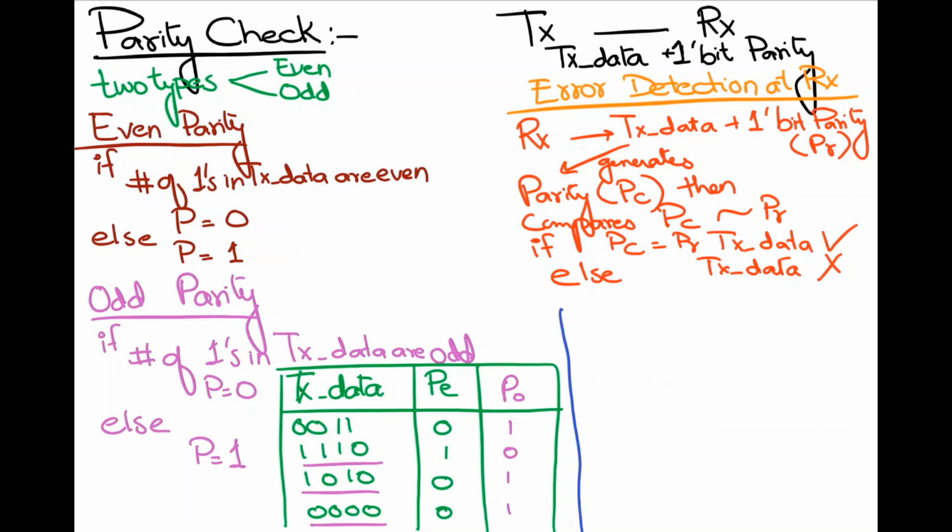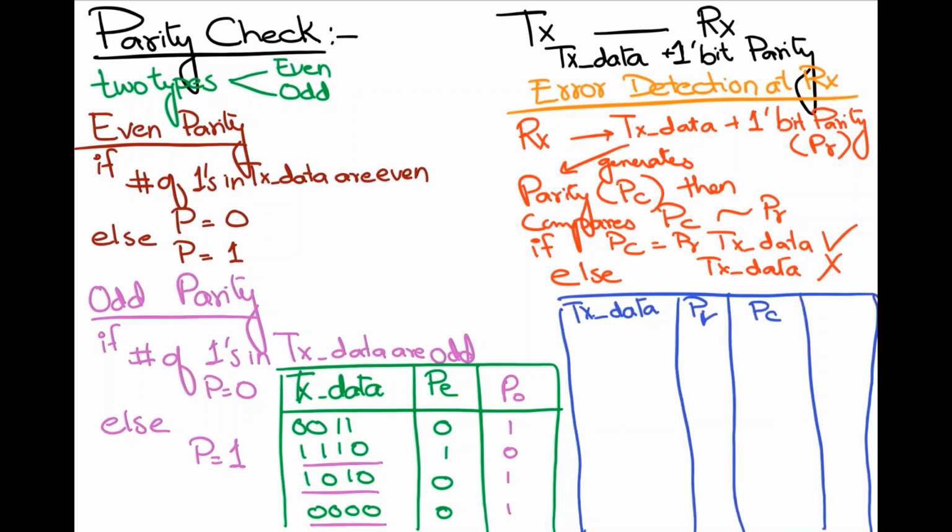Now let's find out either this received data is correct or incorrect. In this system, we are using even parity. If transmitted data is 0011 and 0 is the parity received, receiver calculates PC as 0. On comparison with PR, the transmitted data is found correct. If transmitted data is 1111 and PR is 1, PC is calculated as 0, which is not equal to 1, so the received data has some errors.